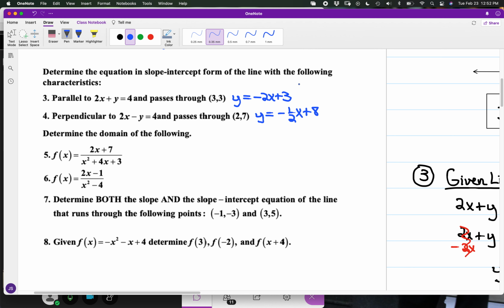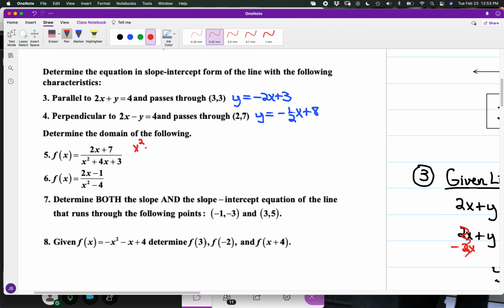Now for numbers 5 and 6, it says to determine the domain of the following. For number 5, we have a rational expression: 2x plus 7 all over x squared plus 4x plus 3. In this one there's going to be a restriction, and the restriction is that the denominator cannot be 0. So let's go ahead and work here.